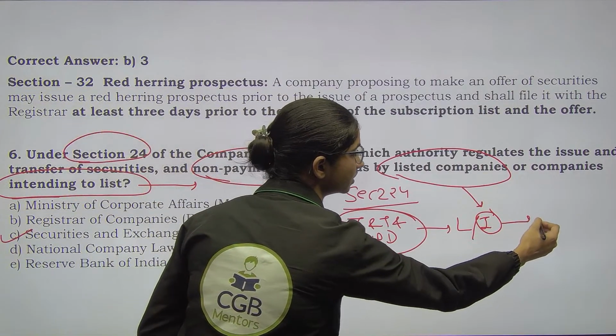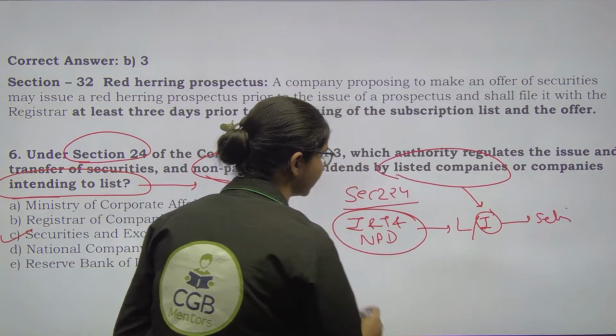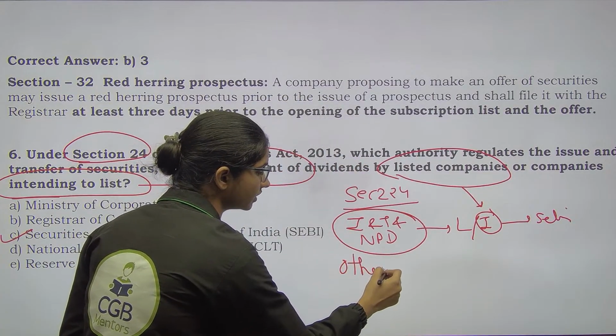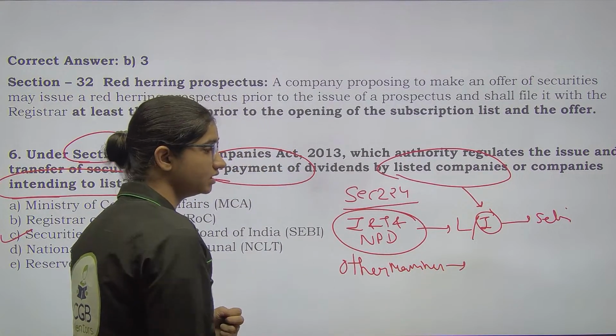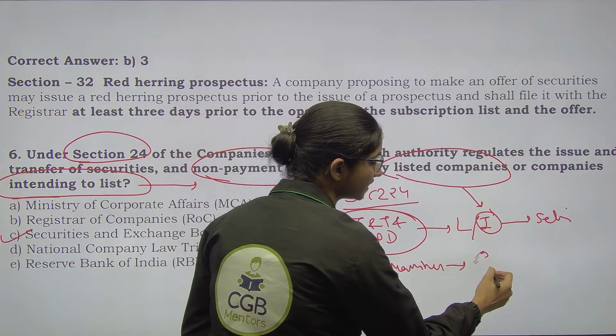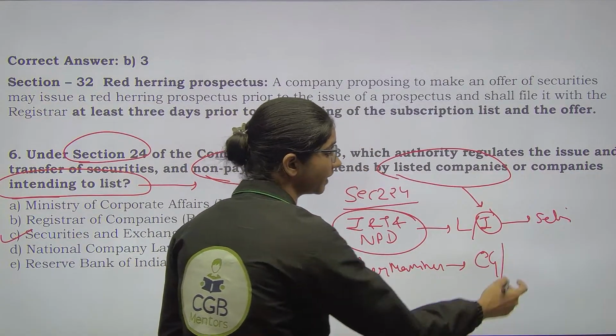By SEBI. But if there is any other matter, any other matter of any other type of company, then that will be seen by whom? By CG, that is central government, or by the tribunal.